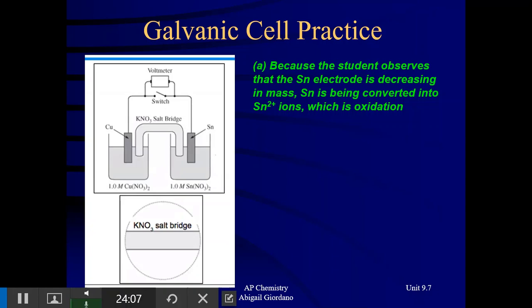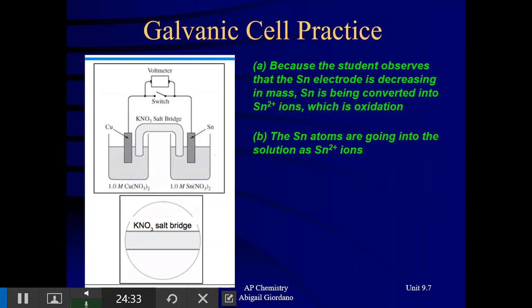Part B says, as the mass of the tin electrode decreases, where does this mass go? You can't just destroy mass. That's conservation of mass, of course. So these tin atoms, as we said above, are going into the solution as tin ions. You can't destroy mass. It has to go somewhere.